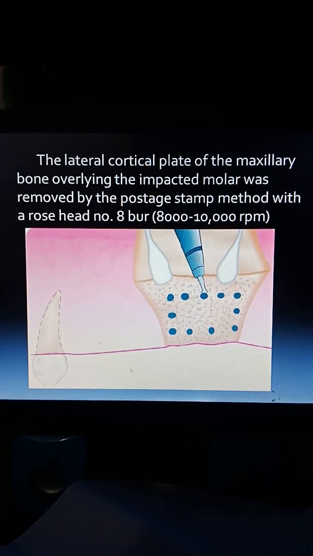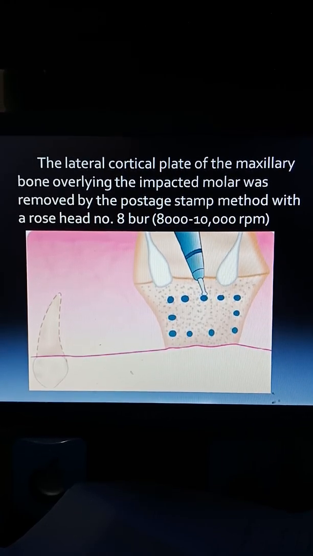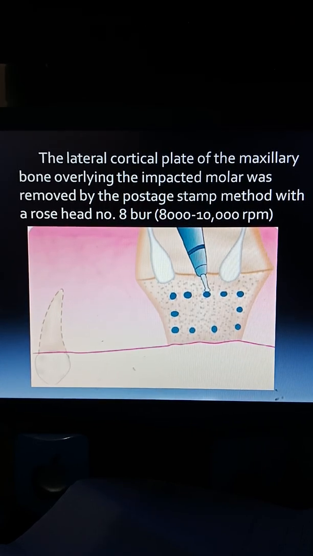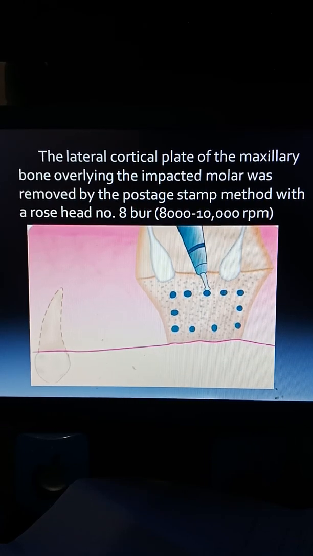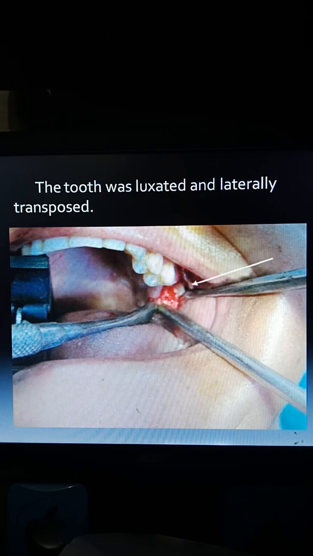Then the lateral cortical plate of the maxillary bone overlying the impacted molar was removed by the postage stamp method with the round head number 8 burr. The photo indicates the trapezoidal flap raised and the postage stamp method of bone cutting. Then we have here a bony window made in the buccal cortex to expose the inverted and impacted maxillary third molar. Then the tooth was luxated and laterally transposed.